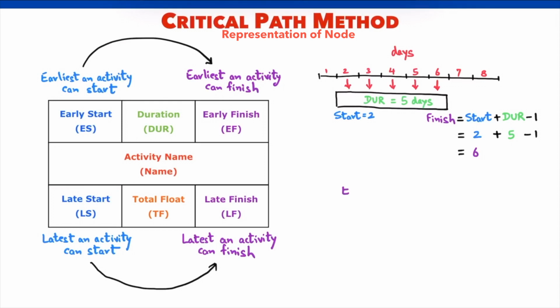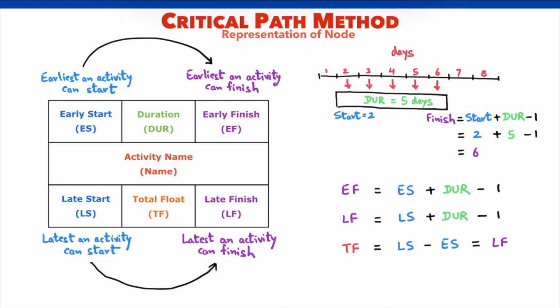Using this, early finish equals early start plus duration minus 1. Similarly, late finish is late start plus duration minus 1. From these two formulas, it is clear that late finish minus early finish equals late start minus early start. So, we can find the total float either as late start minus early start or late finish minus early finish.